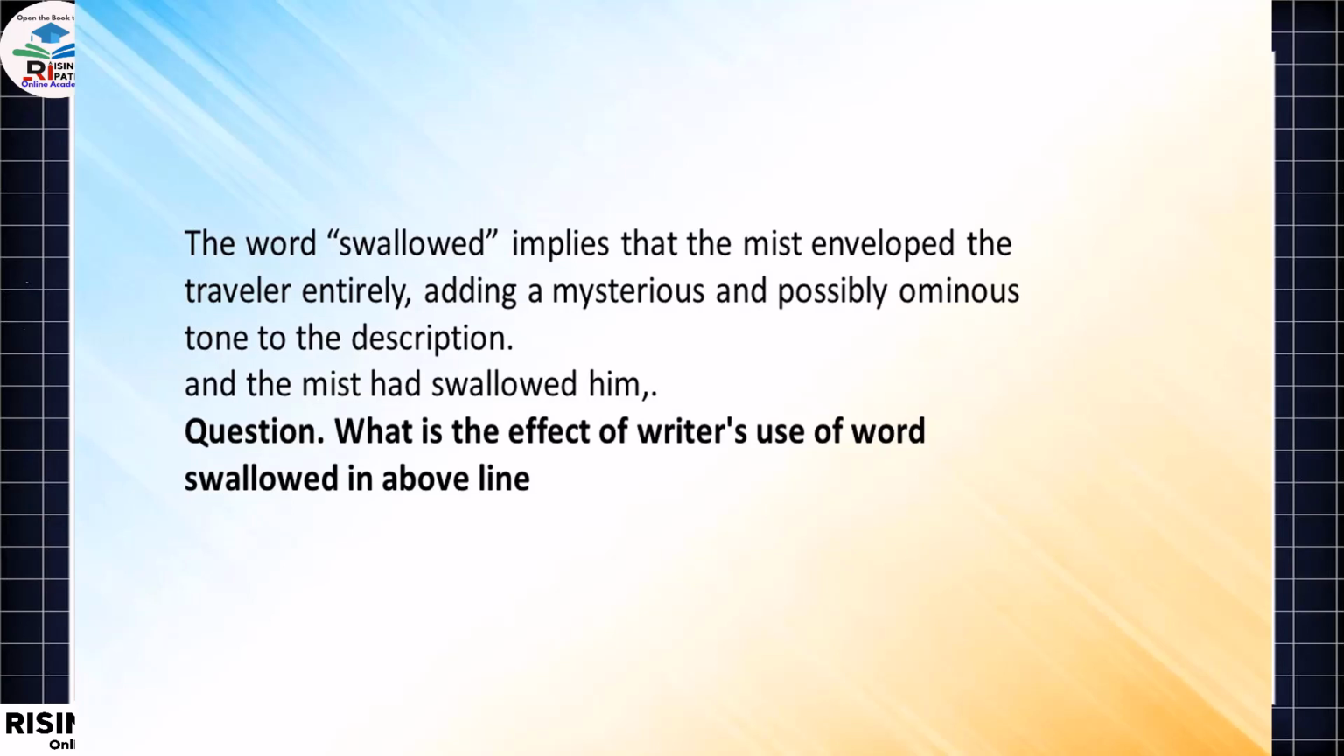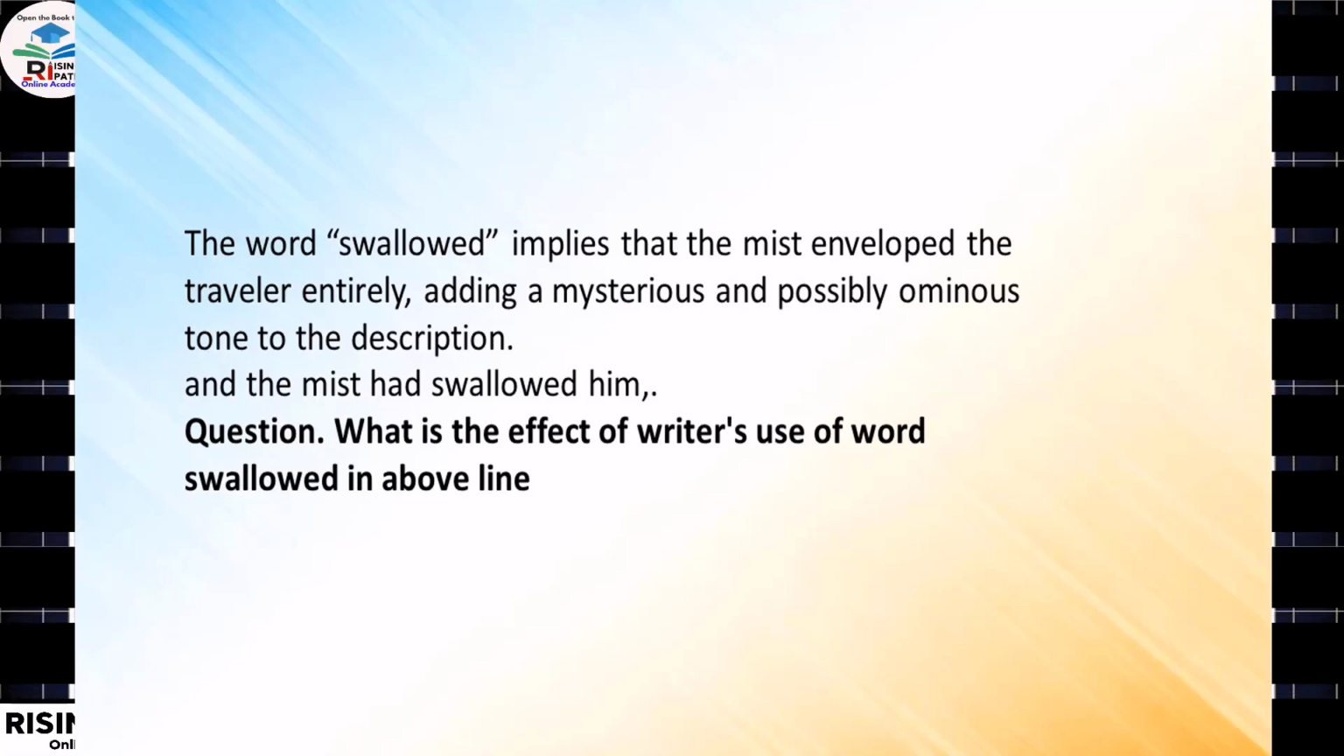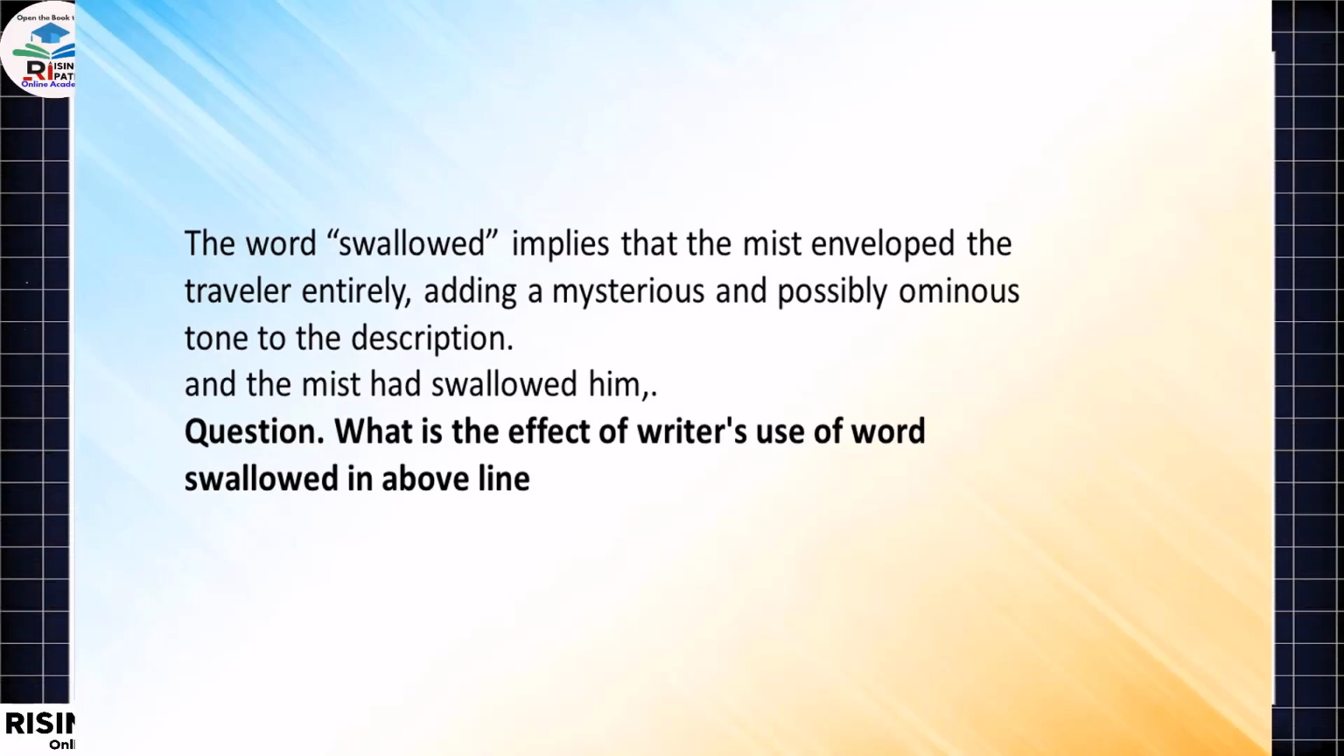what is the effect of the writer's use of the word swallowed in paragraph 7? So our keyword, the only keyword in this phrase, is swallowed. First of all you have to find out the meaning of swallowed, and of course it is personification, the mist had swallowed him, so we are going to focus on what had happened to the man. So what is the effect the writer has wanted to create?